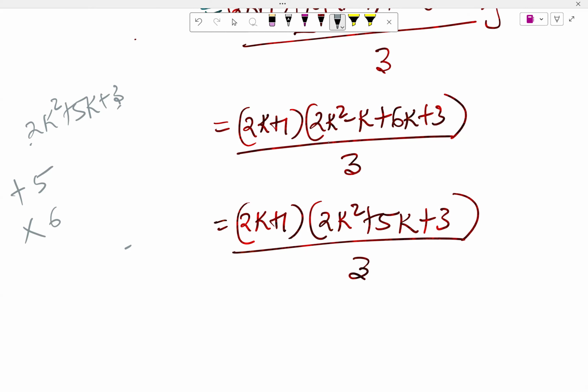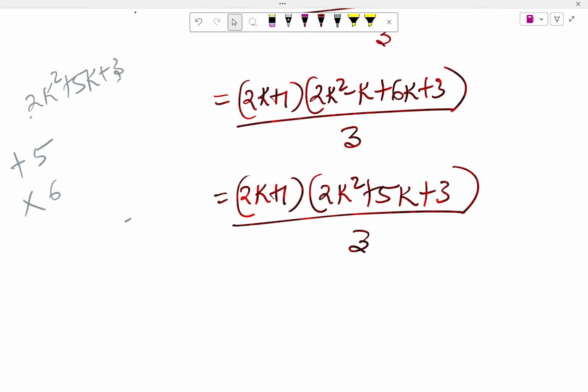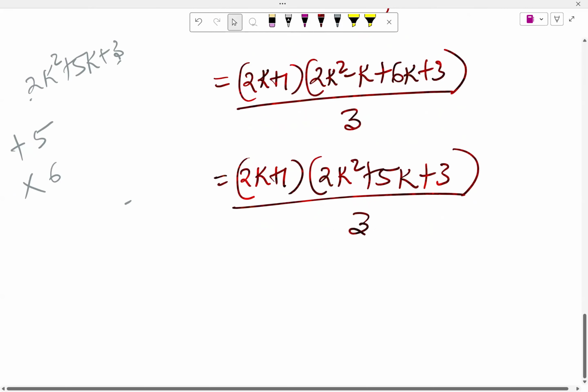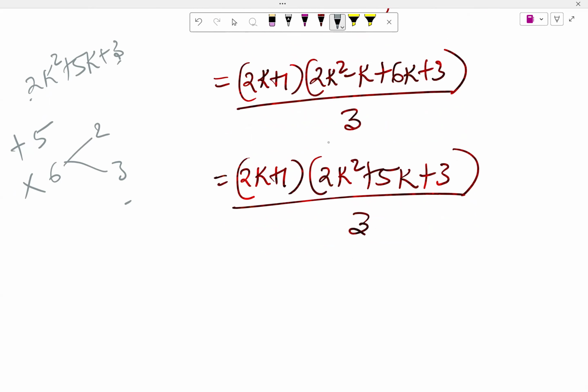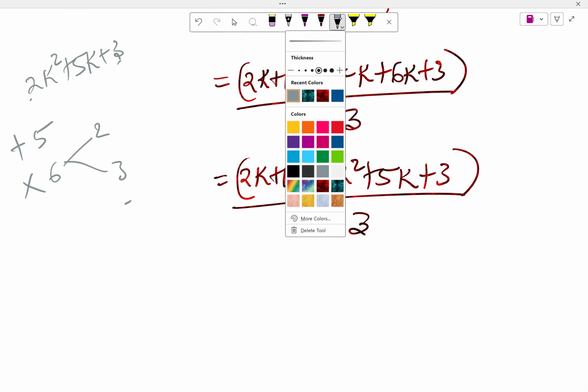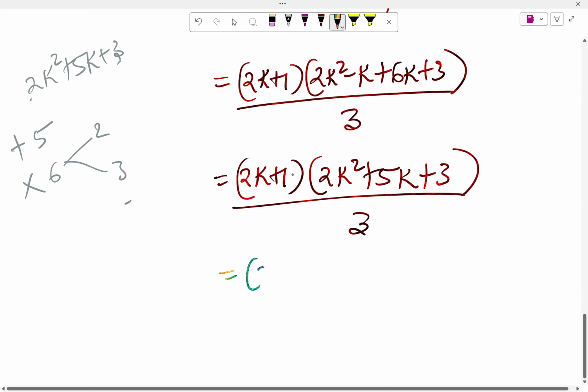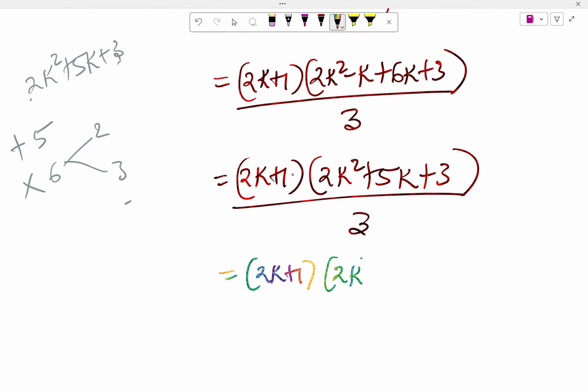So automatically, it looks like that should be 2 times 3. That's 2 times 3, 6. So there should be factors of this, 2 times 3, all positive. So here we can come back and say that, so let me change the marker again. So this is 2k plus 1 into 2k squared plus 2k plus 3k plus 3. 5k is 2k plus 3k. So all this over 3.